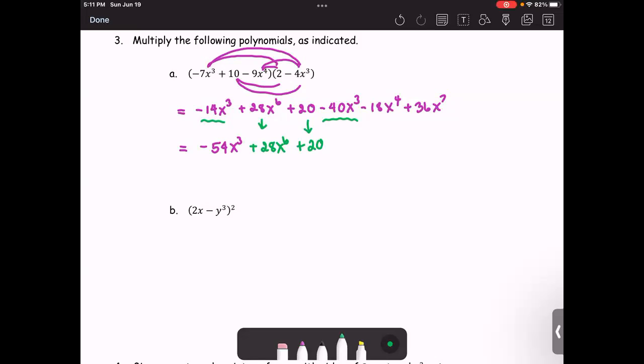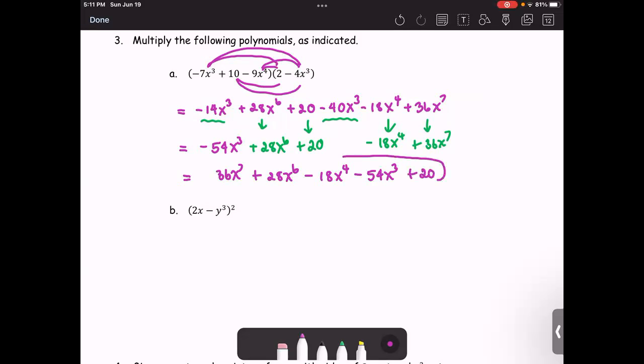For x to the 4th, also one single term, so negative 18x to the 4th is carried down, and also the power 7 term. So now rewrite it in a nice order from the higher power to the lower power. It's going to be 36 x to the 7 plus 28 x to the 6 minus 18 x to the 4th minus 54 x to the 3rd, and then plus 20 as the simplified polynomial expression in descending order.